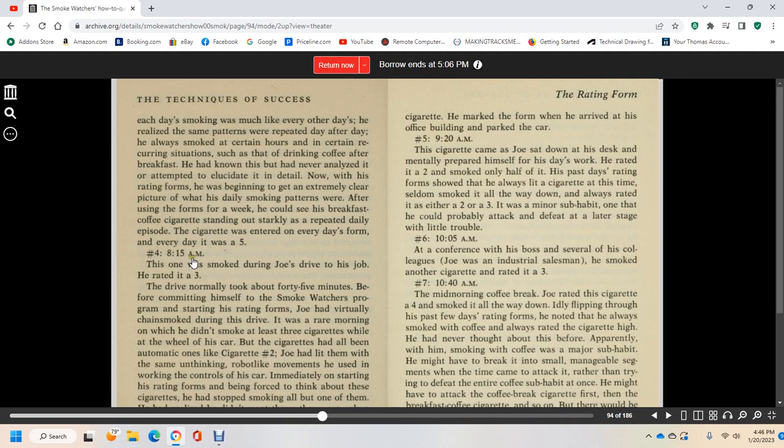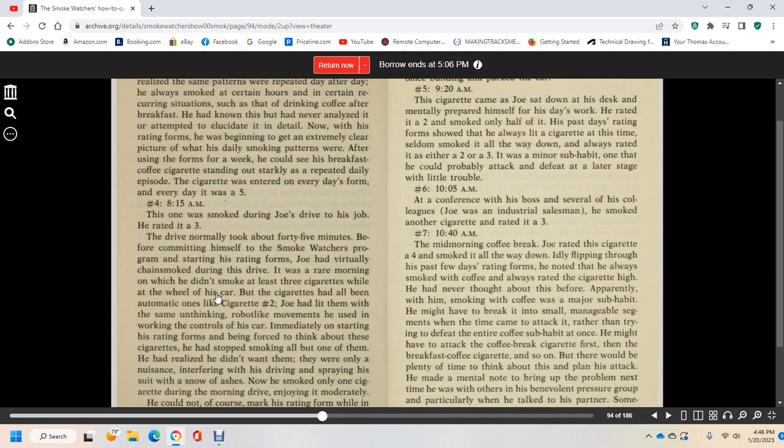And number 4, 8:15 a.m. There was one smoke during Joe's drive to work. He rated it 3. The drive normally took about 45 minutes. Before committing himself to the Smoke Watchers program and starting his rating forms, Joe had virtually chain-smoked during his drive. Rarely in the morning did he smoke fewer than 3 cigarettes at the wheel of his car, and they had all been automatic. Each one he lit with the same unthinking, robotic movements, starting as soon as the car was on.